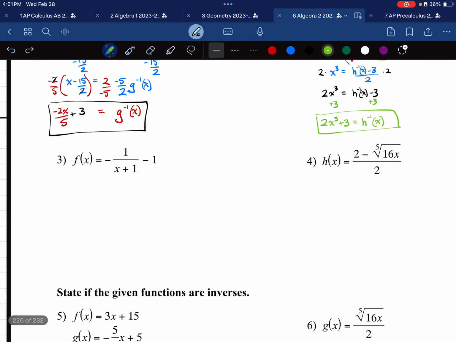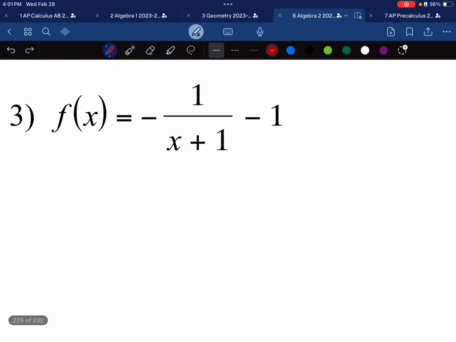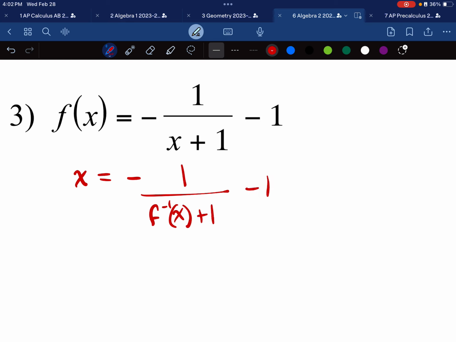All right, for number 3, this one is really tricky. I didn't cover this one in the notes. It's probably one of the harder questions on the homework assignment. Again, you have to start by switching your x and your y coordinates. So we have x is equal to negative 1 all over f inverse of x plus 1, minus 1. The very first thing that we can do is get rid of this minus 1 by adding 1 to both sides, plus 1, plus 1. So now I'm left with x plus 1 is equal to this negative 1 all over this f inverse of x plus 1.